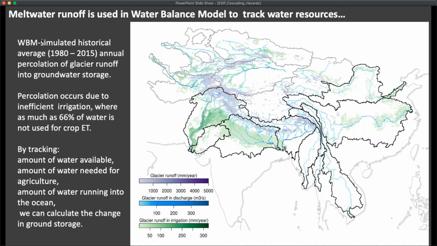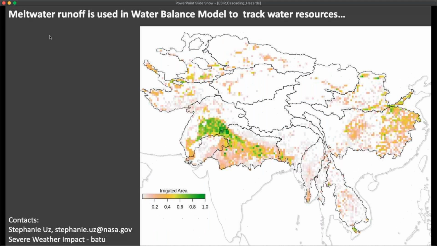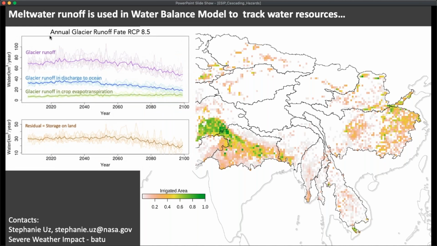So on the right-hand side, what you're seeing is a historical average from 1980 to 2015, and what you see is that there is quite a lot of that glacier runoff being used in irrigation of agricultural land. So the question was basically, as these glaciers shrink, what happens to the agriculture? And in order to look at that, we looked at this area that is being used for irrigation, and we then ran several scenarios.